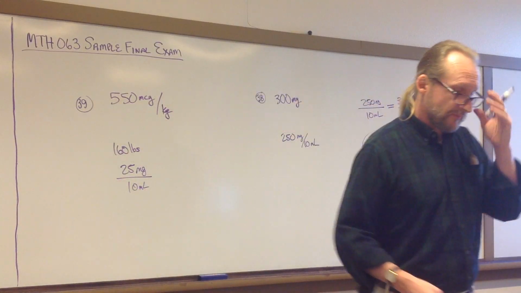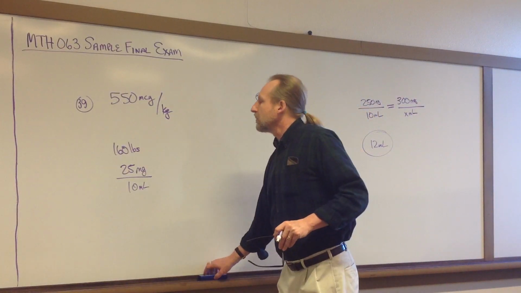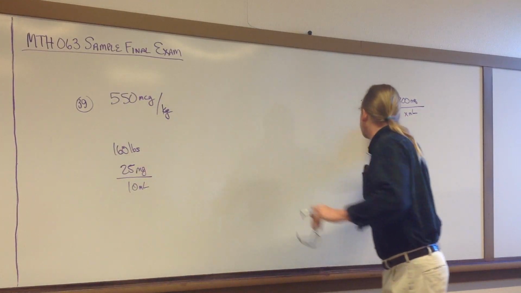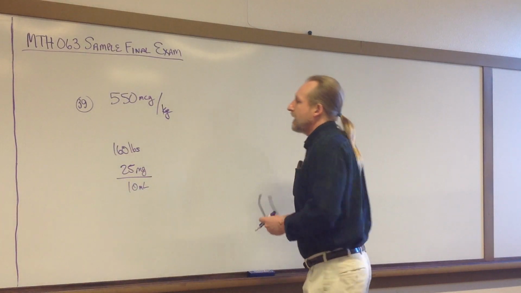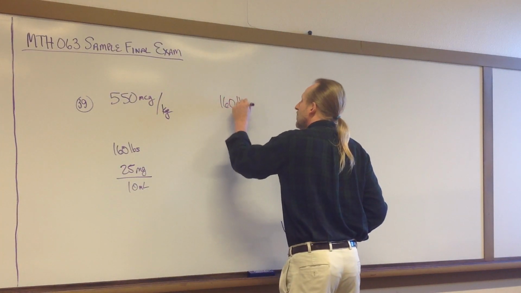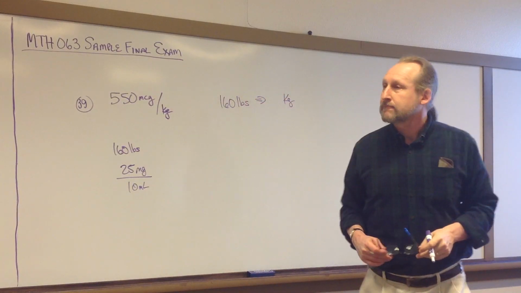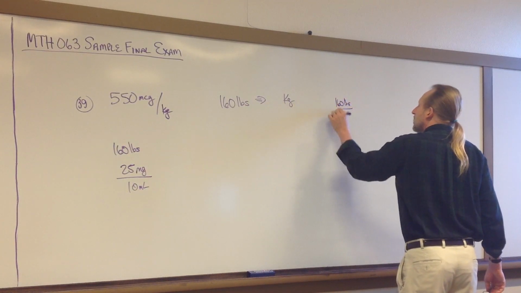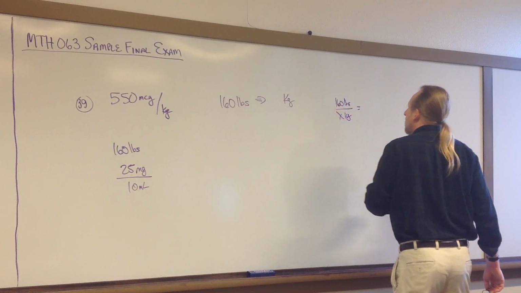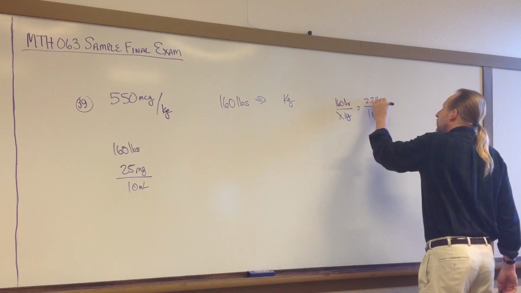Okay, so this one's a little bit trickier than problem 38. Let's make some space on the board here. There's a bunch of stuff that we're going to need to do to solve this problem. So first off, patient weighs 160 pounds. We need to know how many kilograms is that. So we can go ahead and set up a proportion. 160 pounds, X kilograms, and we know that 1 kilogram is 2.2 pounds.